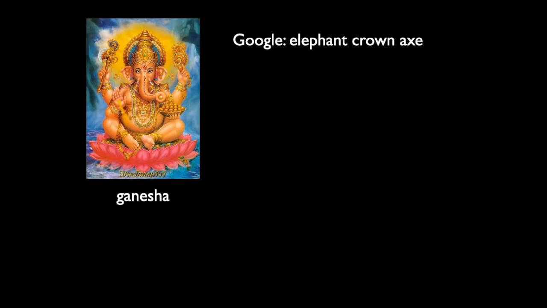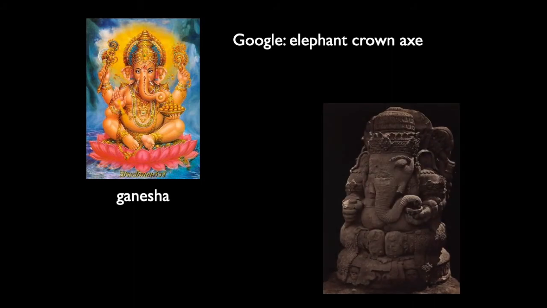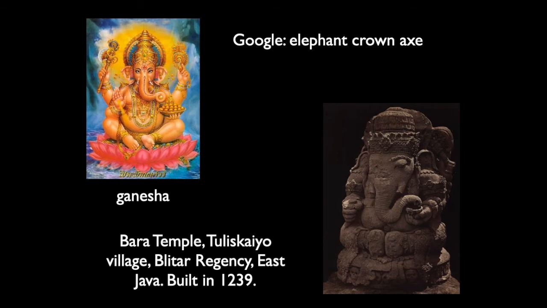And if you Google those very words, elephant, crown, axe, you'll suddenly see pictures of the god Ganesha. And you'll see that the god Ganesha has many of the very same features as our statue here. You go further and you start to look at statues of Ganesh. You might find this particular statue in a further search from Bara Temple in Tusikayo village, Blitar, East Java in Indonesia. And it was built in about 1239.